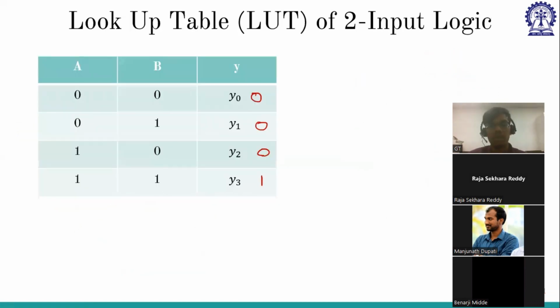So coming to the lookup table based 2-input logic, depending upon the requirement, we'll have these Y0, Y1, Y2, Y3 values already decided, and accordingly we'll implement this lookup table based implementation. How many functions can be possible for n inputs? Say here we have 2 inputs.